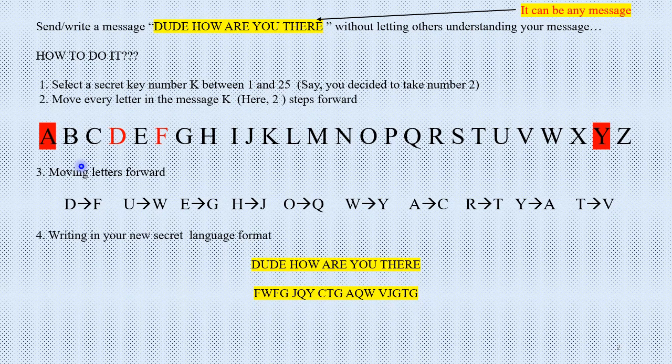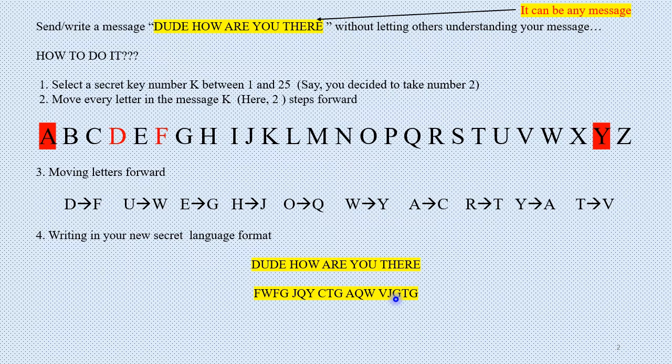So instead of sending our message as "dude, how are you there?", which is a very plain message that everyone can understand, we are going to send it as FWFG, because instead of D we move forward by 2 steps and that is going to be F, and instead of U, it is W. Again D is F, and E is G. So instead of "how", we can write GQY, "are" is CTG, "you" is AQW, and "there" is VJGTG. So this is just a basic example.